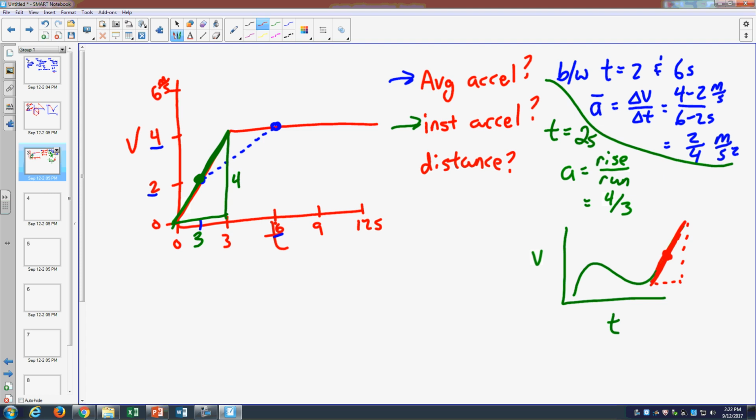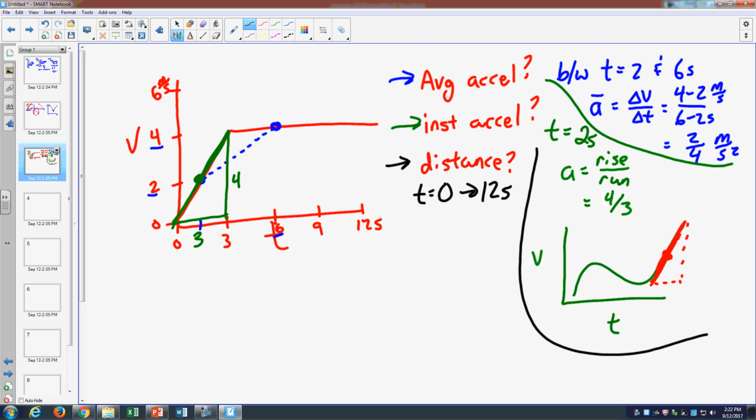Okay? Now the third part is to find the distance. Now let's say I wanted you to find the distance from 0 to 12 seconds. How far did this person travel from 0 to 12 seconds? What you do there is you find the area. I find the area here, 1/2 base times height. It's a triangle, right? That's a half of 3 times 4, which is equal to 6 meters.